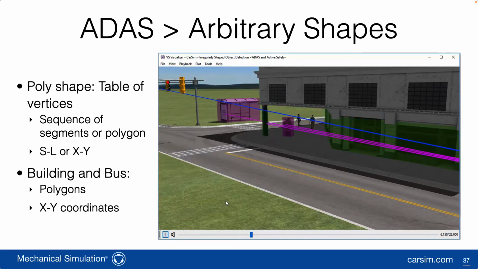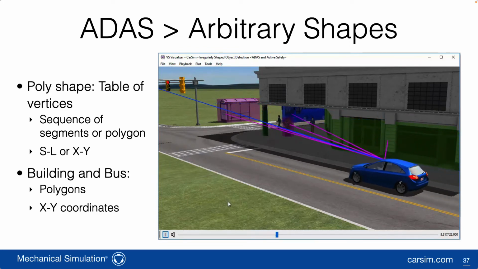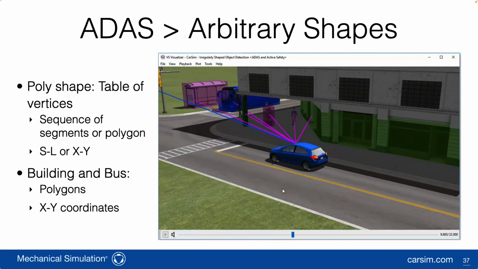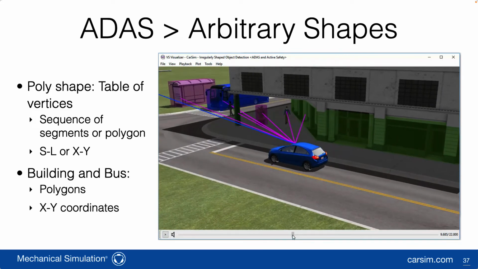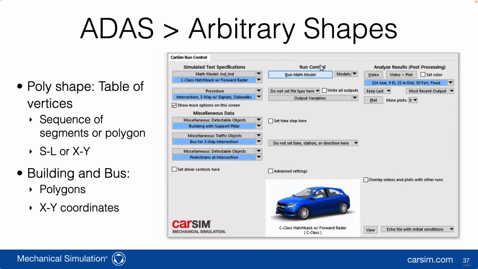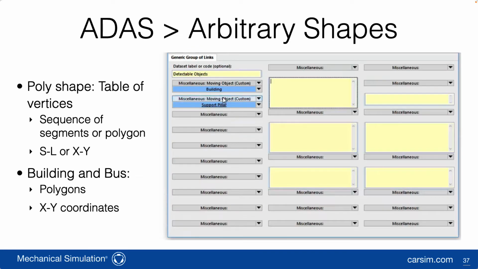Here's a case where we have irregular polygons for the building shape and for the bus over there. We can see that the detection of the pedestrian depends on where we are in the simulation. The building does not have a corner there. It's got 5 walls, and we'll see how that's put in here.